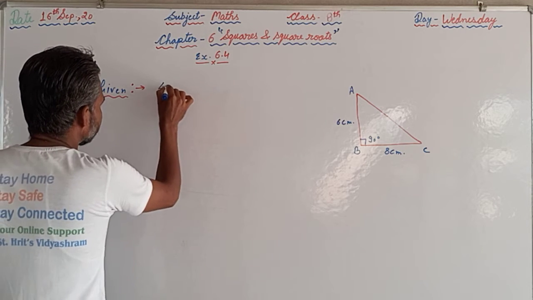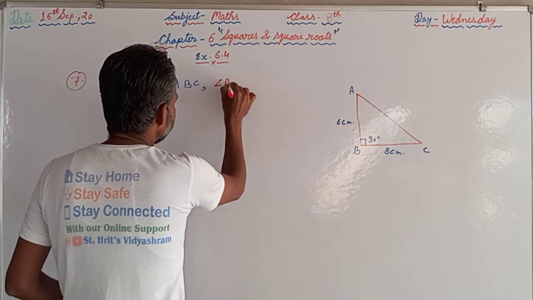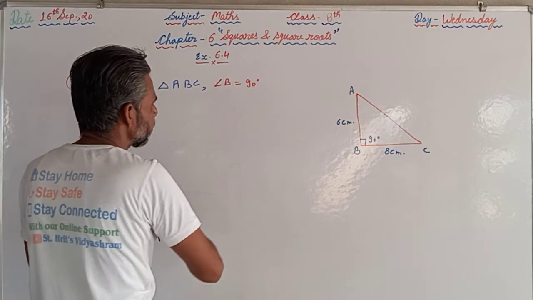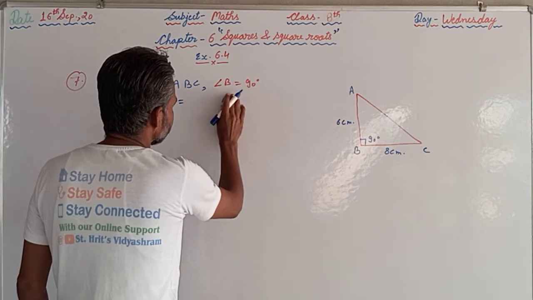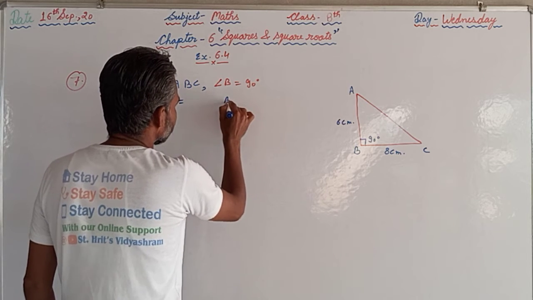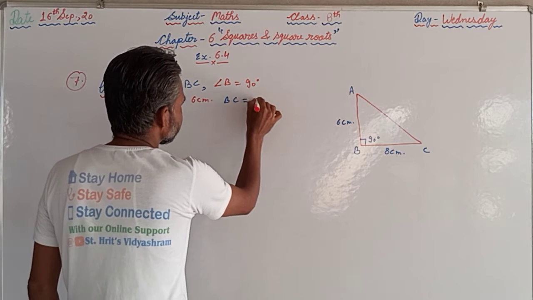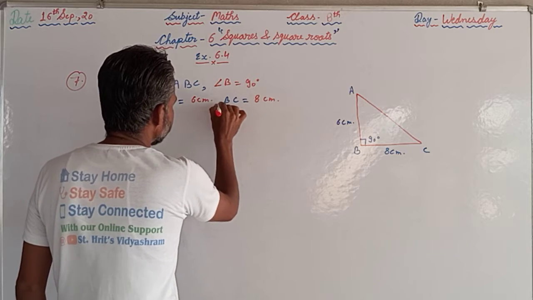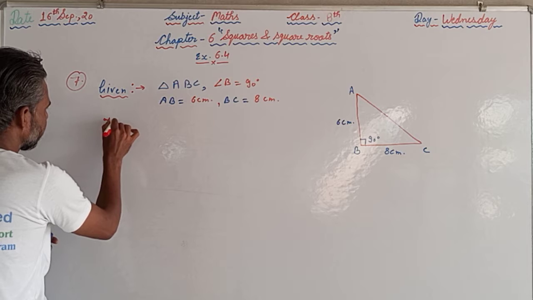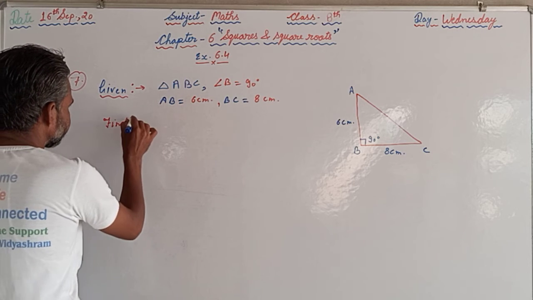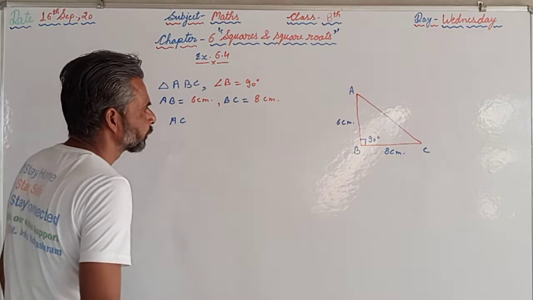that is triangle ABC, in which angle B is equals to 90 degree, and this is also given that AB is equals to and BC is equals to, AB is 6 centimeter and BC is 8 centimeter. This is given. Now we have to find what we have to find. We have to find AC.